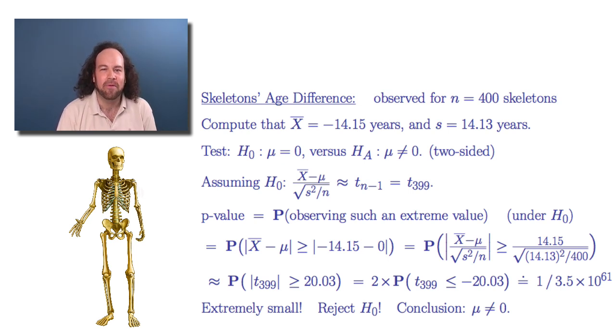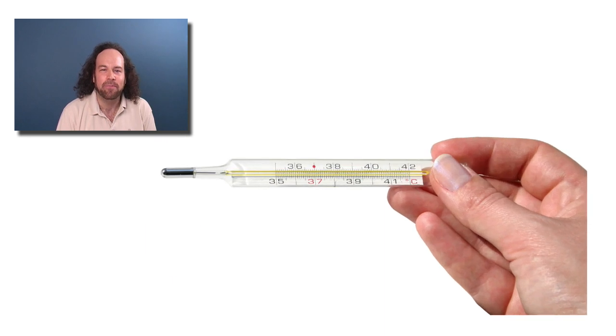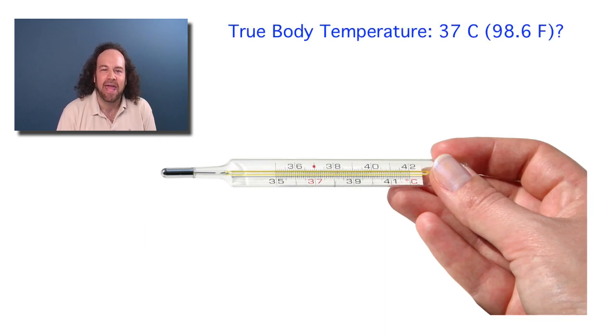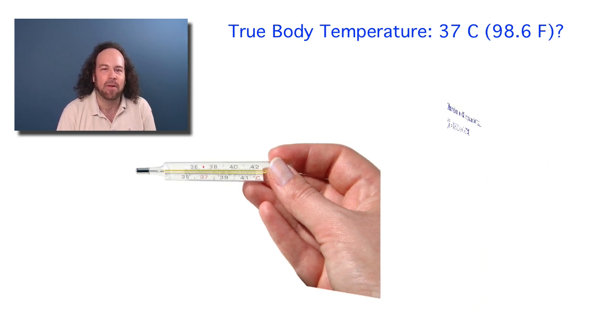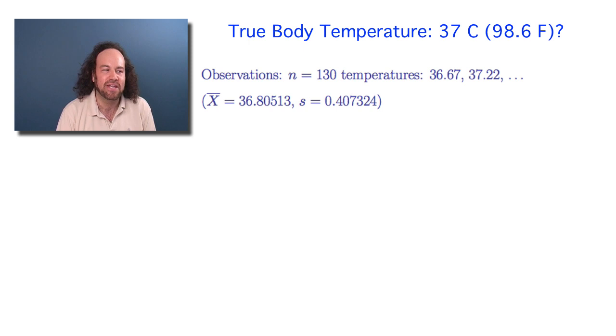In this one, let's remember Allison's data about people's true body temperature. And remember, there's a long-held belief that the average true human normal body temperature is equal to 37 degrees Celsius or 98.6 degrees Fahrenheit. But some people have wondered whether that's true. And remember, they did an experiment where they got 130 different people and they measured the temperature of each one. And they got different values like 36.67 and 37.22 and so on. And these were different values of the temperature of these different subjects.